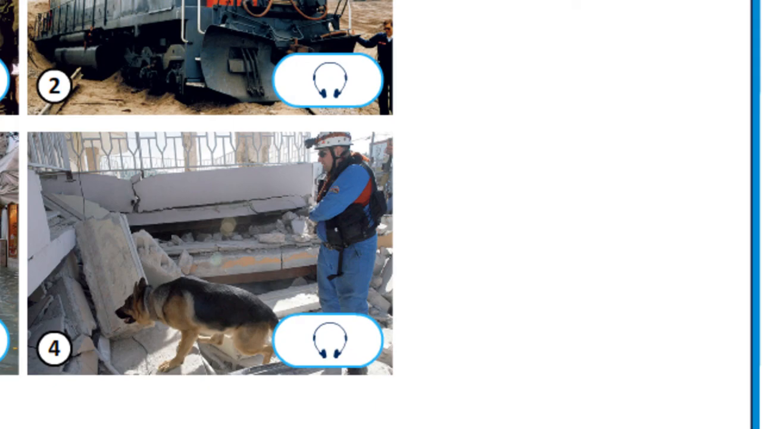Exercise 2B, page 24. Choose a picture and describe it to your partner in as much detail as possible.